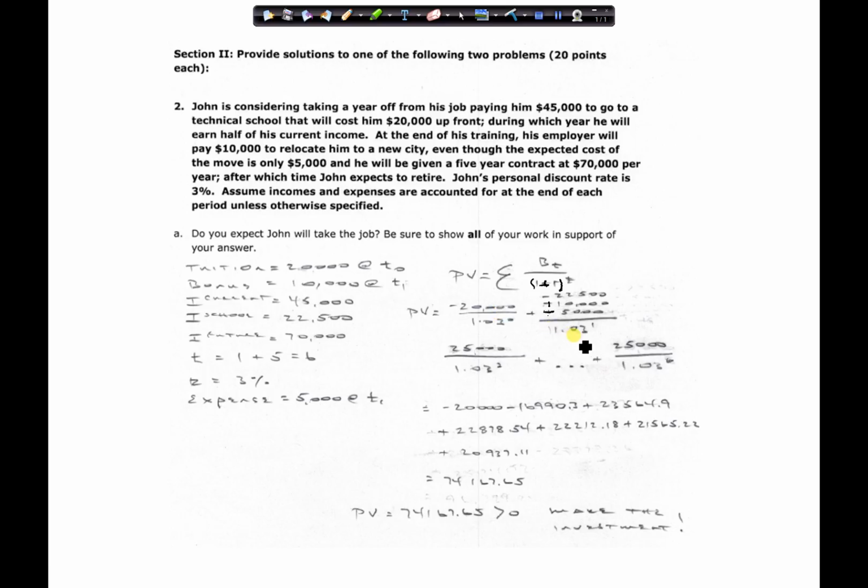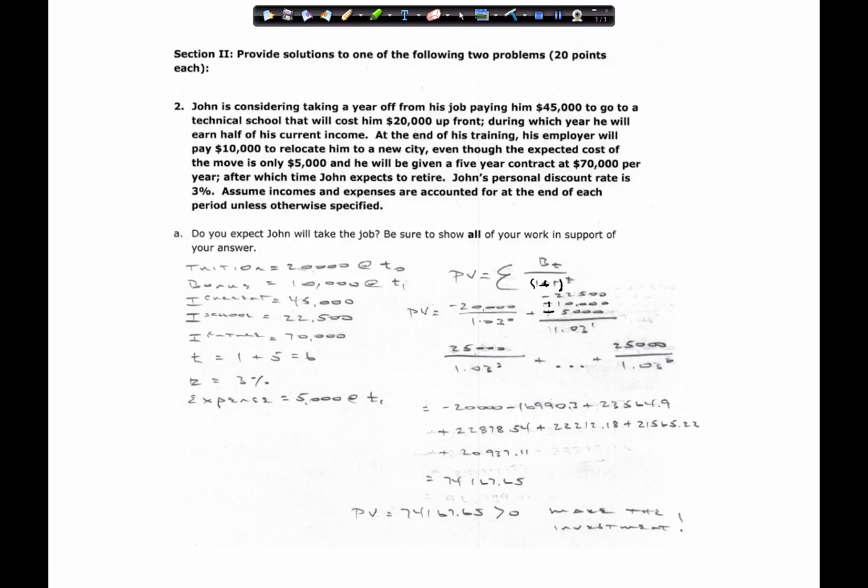In the next term, which is going to be at time 1, so it's divided by 1 plus r to the power of 1, or 1.03 to the first power, we're going to have to think about what expenses and benefits come about in this period. Well, he's going to give up half of his income. So he gives up $22,500 in income.